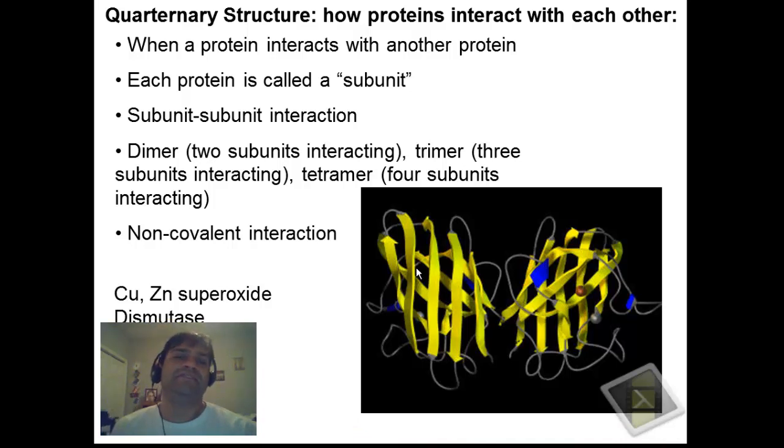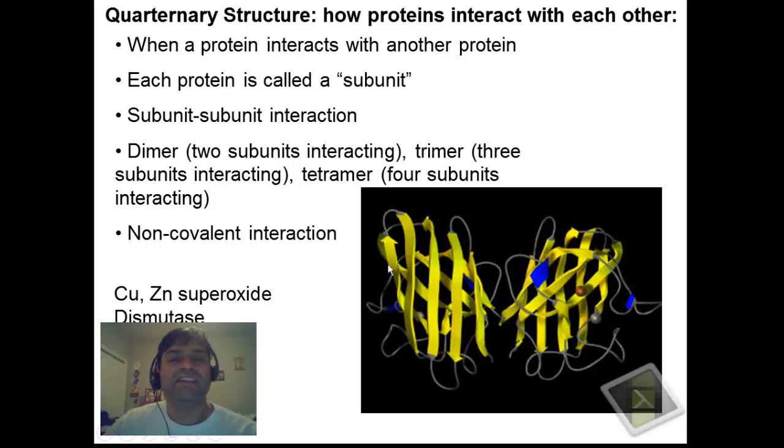Hemoglobin is your classic example of quaternary structure. But I decided to show you another example of quaternary structure. This is copper zinc superoxide dismutase. This is the protein that's implicated in ALS, amyotrophic lateral sclerosis. There's a big push for this disease and finding a cure with the ice bucket challenge, which took place 2 or 3 years ago. And you can notice the wild type, or the correct native form of the protein, is a dimer.